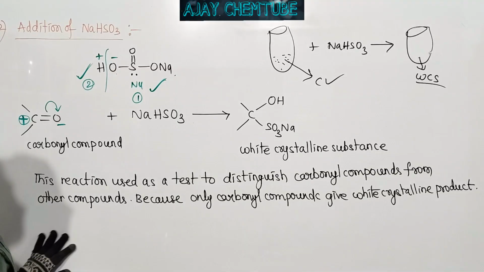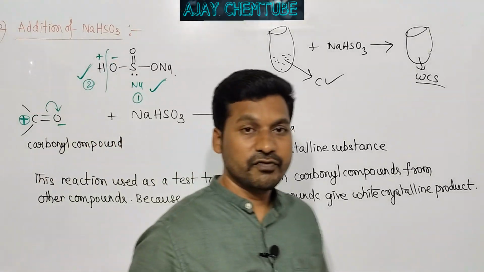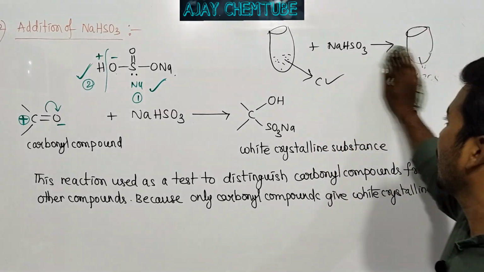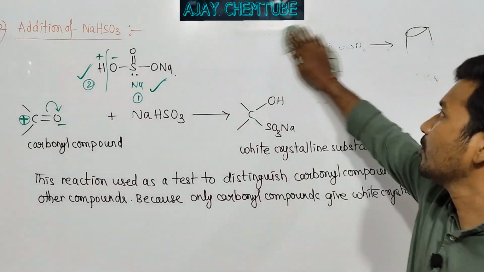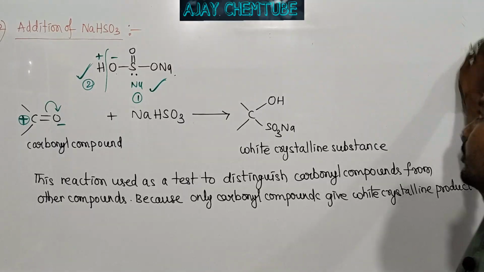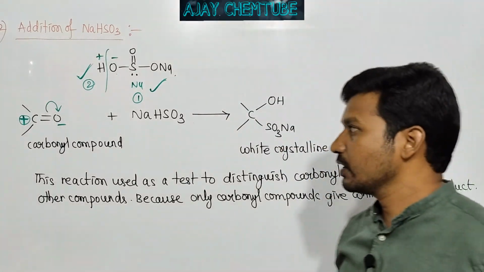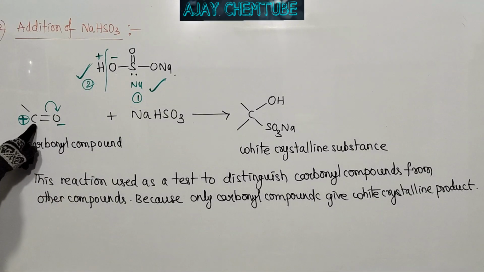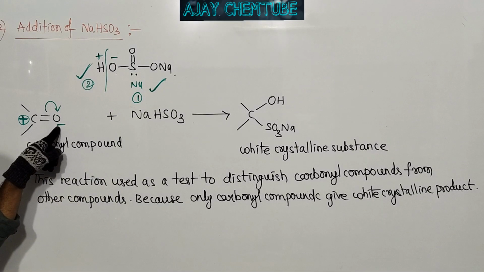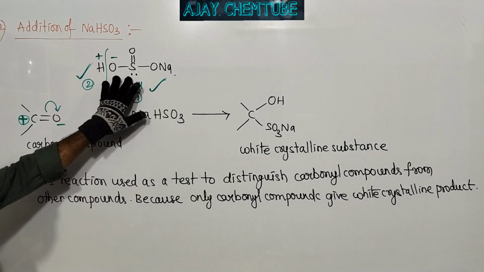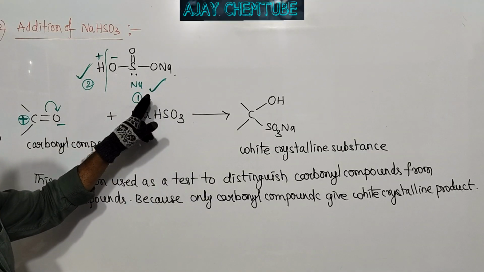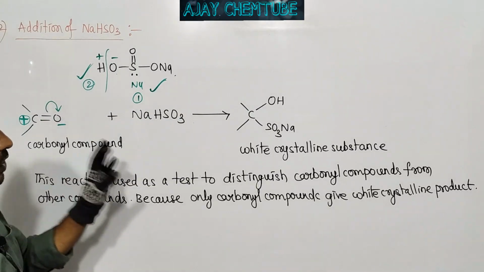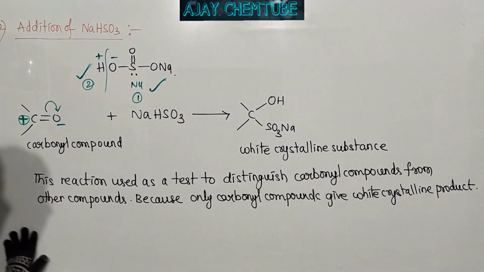So this reaction is used as a test for identification of a carbonyl compound, or to distinguish a carbonyl compound from other organic compounds. Okay, so which reaction is this? Nucleophilic addition reaction, because the nucleophile is added to the carbon in the first step, and H plus is added to O minus in the second step. The first step is the slow step, the rate determining step. In that rate determining step, the nucleophile is added. So this is a nucleophilic addition reaction. Okay, hope you understood.